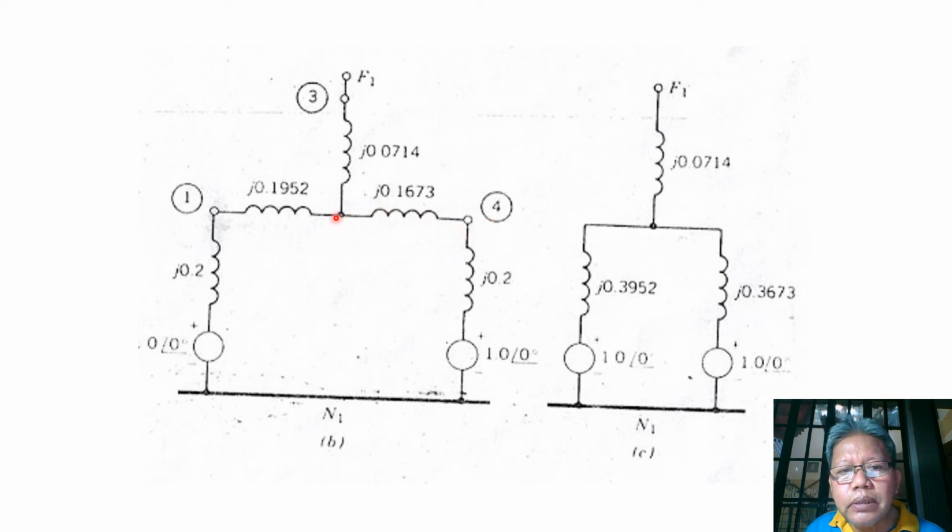And then from this we have this reactance connected to bus 3. So we combine these two, and this one is still this, but this 2 is now equal to J0.3952, and these two are equal to the total of 0.3673. Now with this, we have voltages for V1 and V2 with the same voltage magnitude of 1.0 per unit.